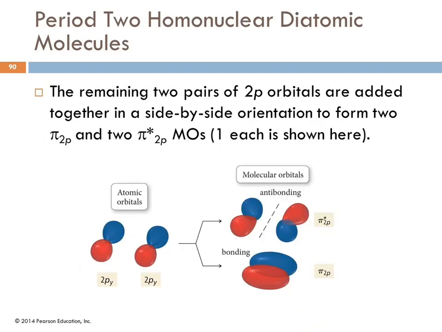The other two are going to be added side to side. So here, if we call this coming in and out of the plane of the screen, Y, then when we combine these, in phase, we'll get two lobes, but they'll be between the nuclei. And when we combine them out of phase, we get four lobes and this big node in the middle. This is the anti-bonding orbital, and this is the bonding orbital. The Z direction, the vertical, is going to do the same thing.